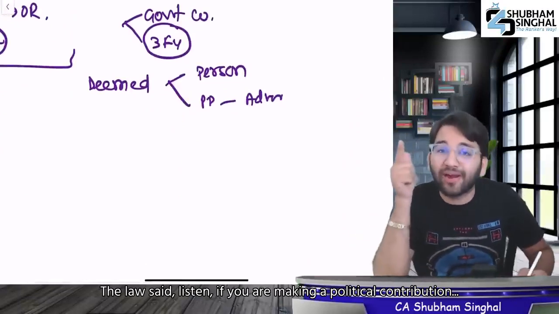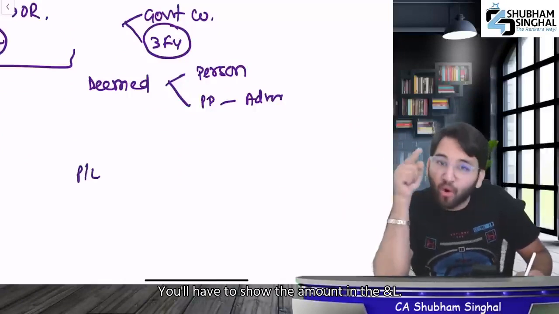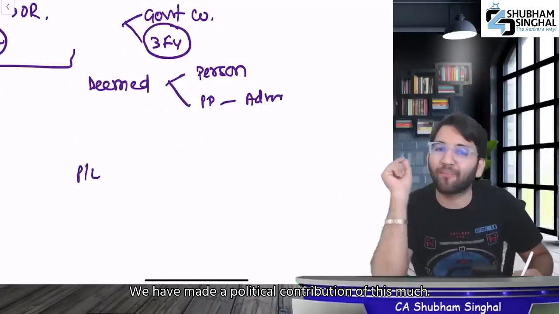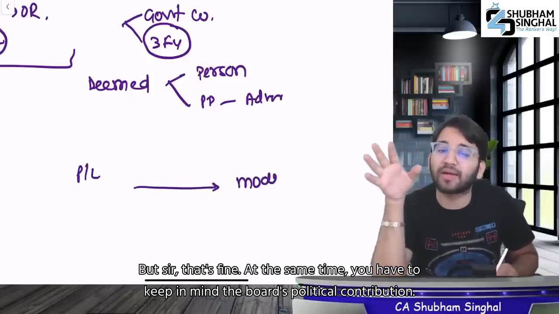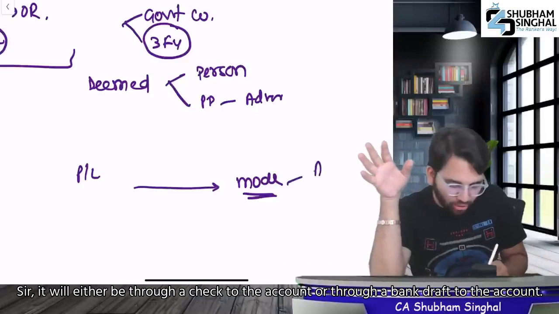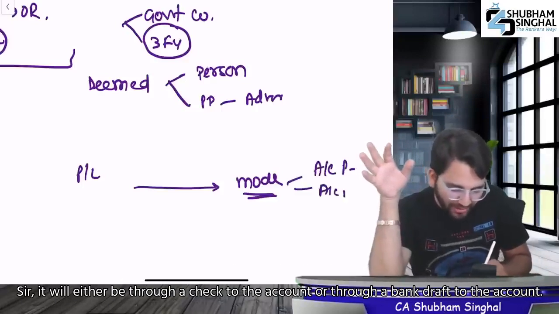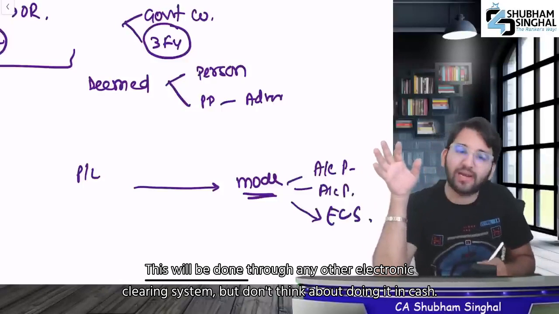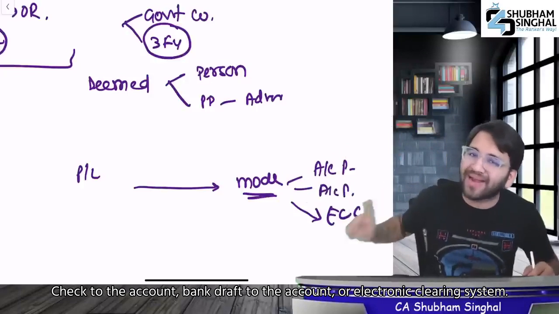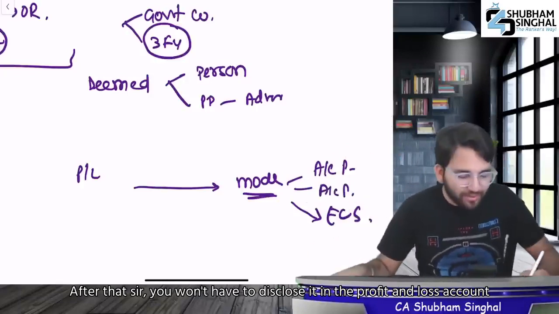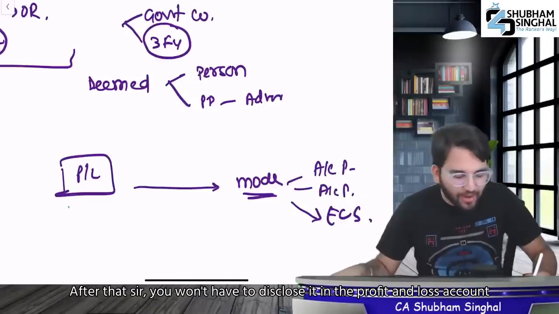And law said if you are making political contribution, you'll have to show the amount in the P&L that we made political contribution. While at the same time, you have to keep in mind the board's political contribution. It will either be through cheque account payee or through bank draft account payee. This will be done through electronic clearing system, but don't do it in cash. Account payee cheque or bank draft or electronic clearing system. And then you won't have to disclose it in P&L.